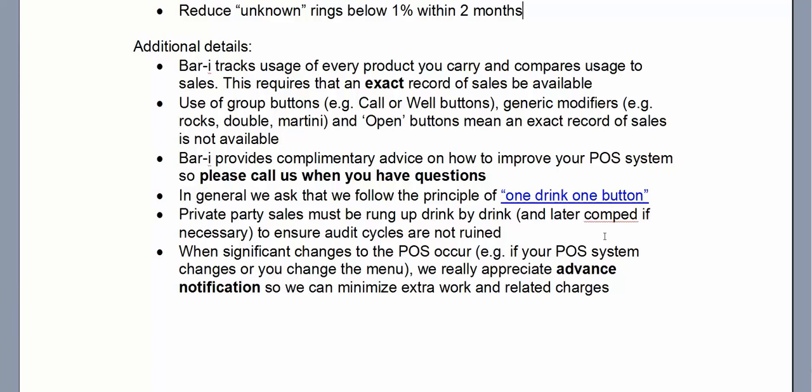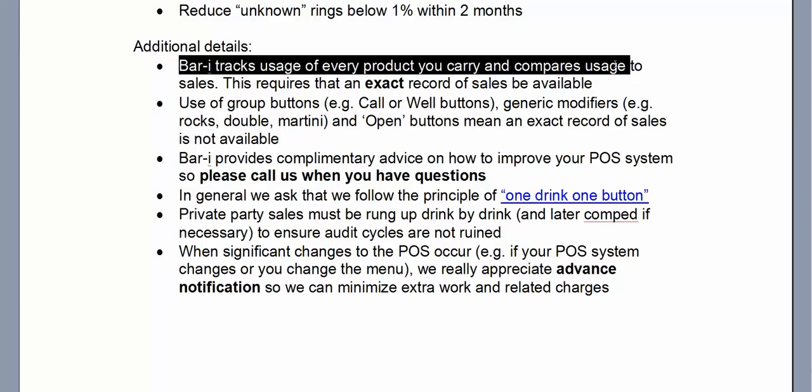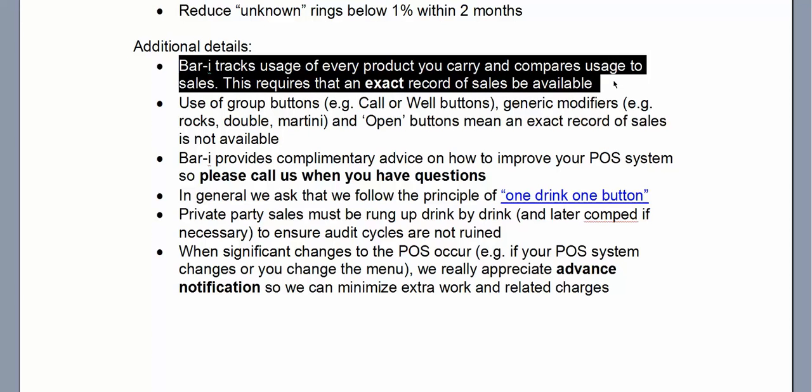So a few additional details on the point of sale. BarI tracks usage of every product you carry and compares the usage to the sales. This requires an exact record of sales be available. So as we said, in most cases, you're going to have this correct. There's probably a few occasions where this isn't correct.